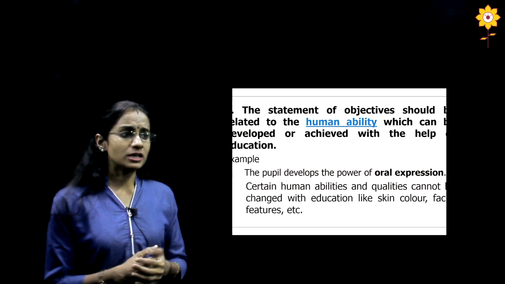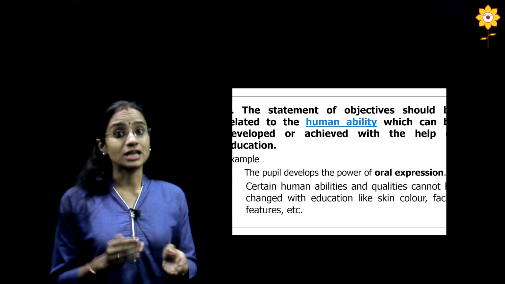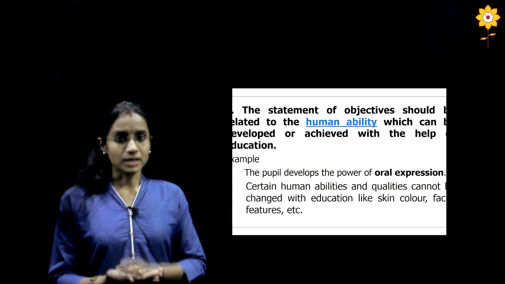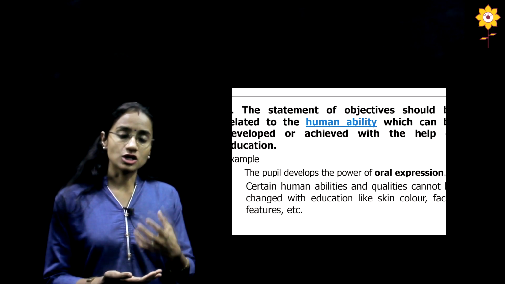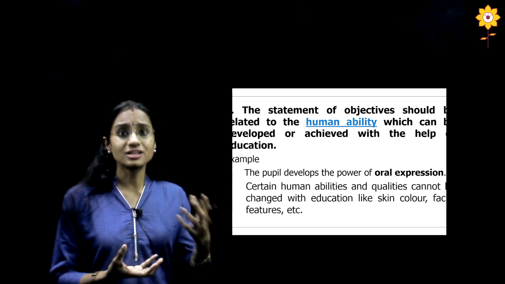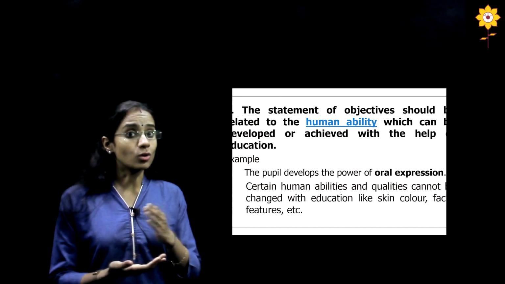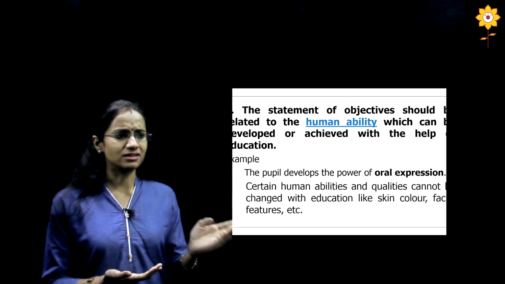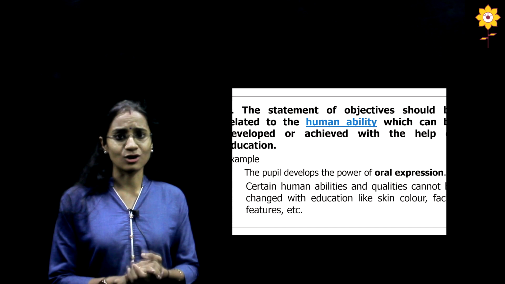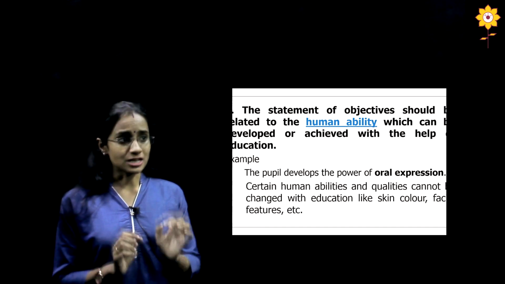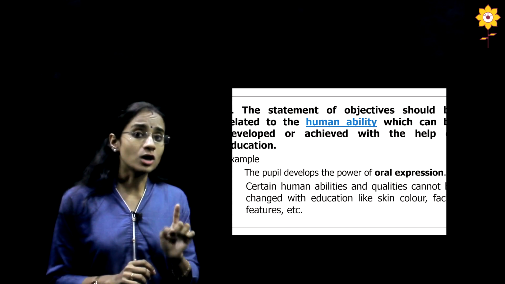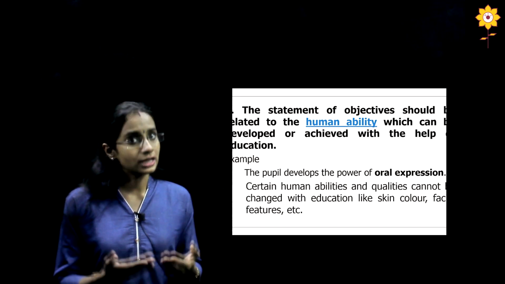Next, certain human abilities and qualities cannot be changed with education, right? After your teaching or through education, you can bring certain changes, but not all the changes. For example, skin color, facial features, etc. cannot be changed. So the statement of objective should be related to what? It should be related to human ability.